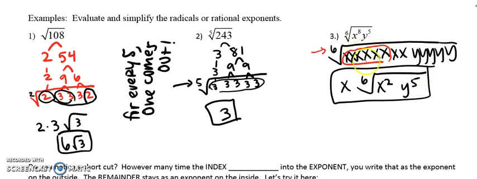Okay? There is a simpler way, though, because imagine if it said x to the 80th. Are you kidding me right now? There's no way you would sit there and write 80 x's. So here's the quick way. 6 goes into 8 how many times? Once. With how many left over? 2. Does 6 even go into 5? No. So it just stays inside like that.